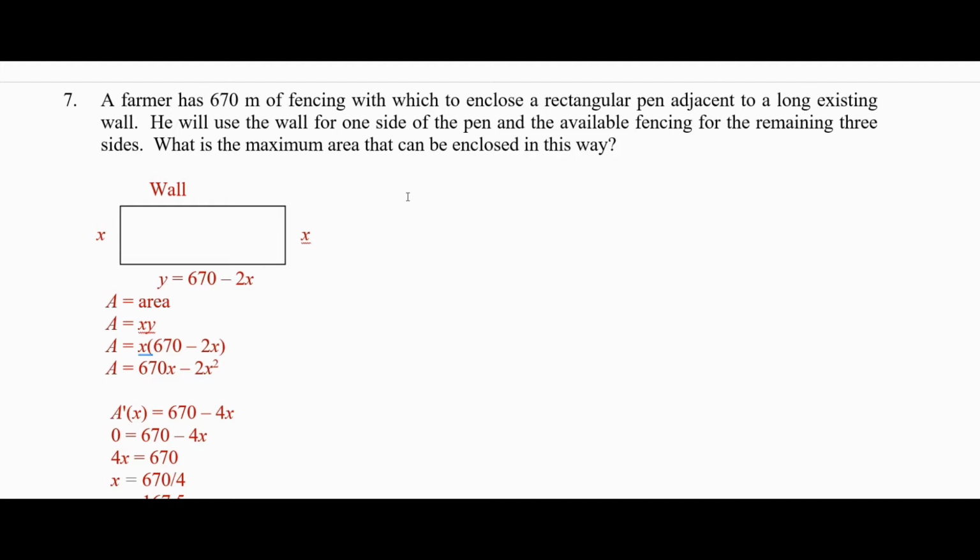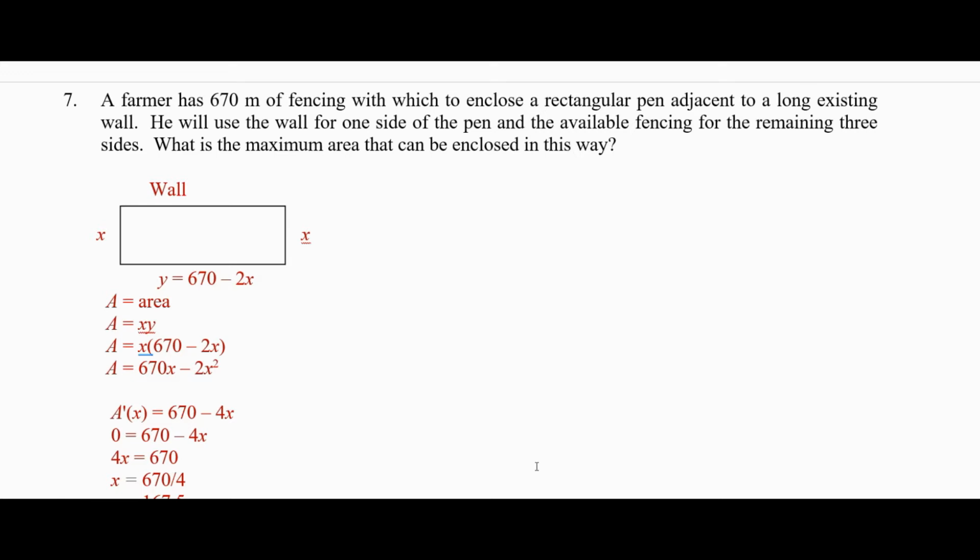So drawing a picture, we see the wall on the top, which is not fenced. We see a side here of length x, and this is also x. And this is y here, but x plus x plus y is 670. So we see that y is 670 minus 2x. A is the area. Area is x times y, or x times (670 minus 2x). Distributing there, we get the area as a function of x is 670x minus 2x squared.